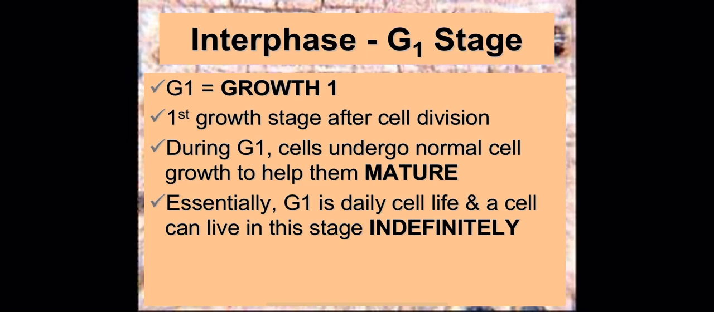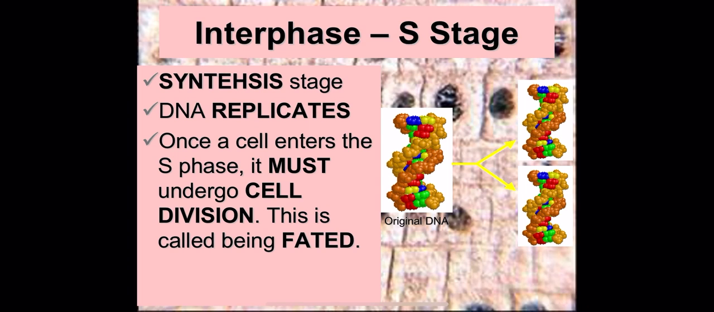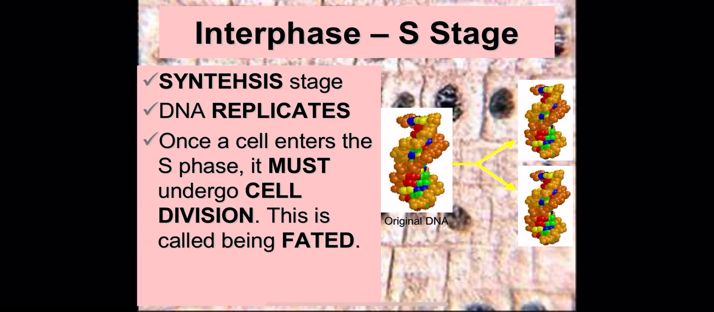Because once you leave growth 1, you go to the S phase. And the S phase stands for synthesis. This is where DNA replication happens. And this is where the cell becomes fated to undergoing the process of mitosis. Once you go to the S phase, you're doubling your DNA with the intentions of then dividing it so that you can create 2 daughter cells.